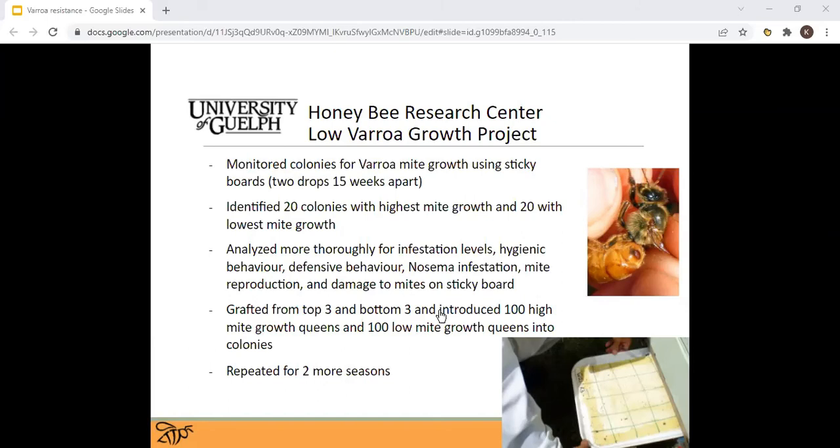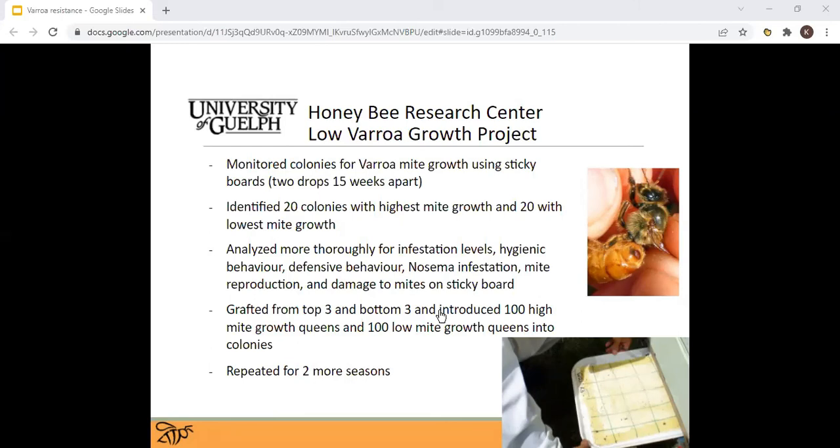And then we looked at those 40 colonies a little more extensively for things like hygienic behavior, low defensive behavior, damage to mites on sticky boards, mite reproduction, and that sort of thing. From that, we chose the top 3 with high mite growth and 3 with low mite growth and grafted from those, produced 100 high mite growth queens and 100 low mite growth queens, introduced those into colonies and repeated the entire experiment for 2 more seasons. Each season we grafted again to track the progress from one generation to the next.